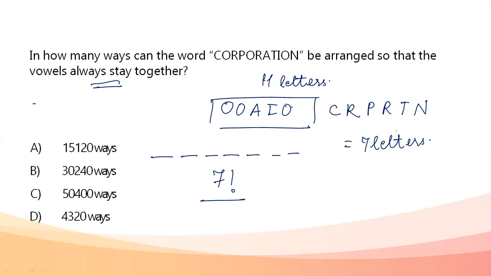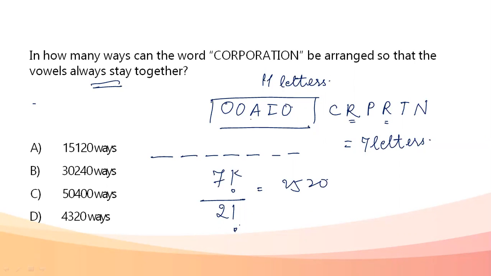But I have to divide by repetition also, because R is coming twice. So I'm going to do 7 factorial divided by 2 factorial. The value of 7 factorial divided by 2 factorial becomes 2520.